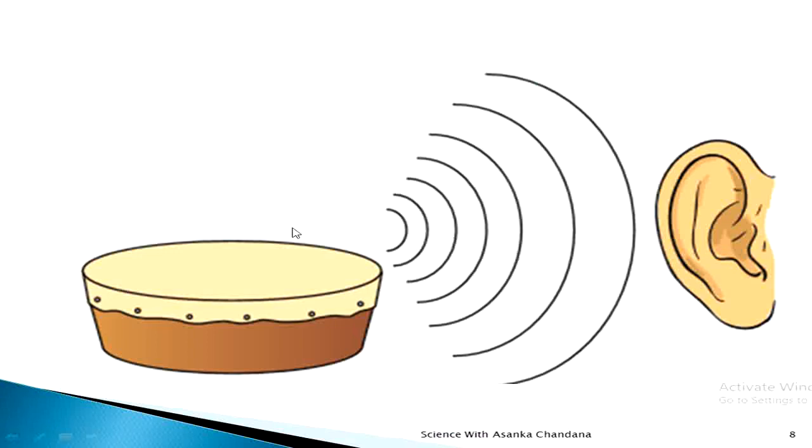Next one, right? This is the drum. No, this is the ear lobes and ear. When sound is produced by the drum, this sound travels from the drum to the ear as waves. This is the ear lobe. The ear lobe helps to direct the sound into the ear. If the ear lobe is not present, the sound does not enter the ear and the sound is not heard. Therefore, the ear lobe is most important for hearing.